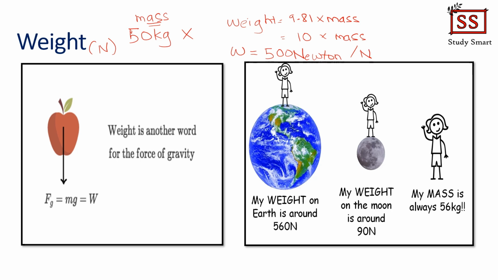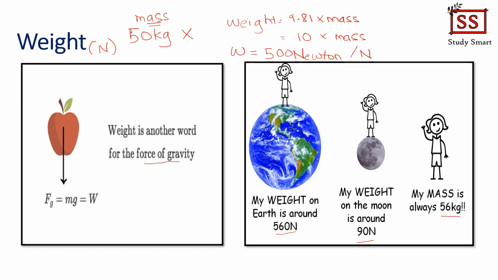Okay, so you can see over here the definition of weight. Weight is just another word for the force of gravity. Okay, the gravitational force that is acting upon an object is known as weight. So you can see over here the difference between weight and mass. My weight on the earth is around 560 Newton. My weight on the moon is around 90 Newton. But my body mass is always 56 kg.